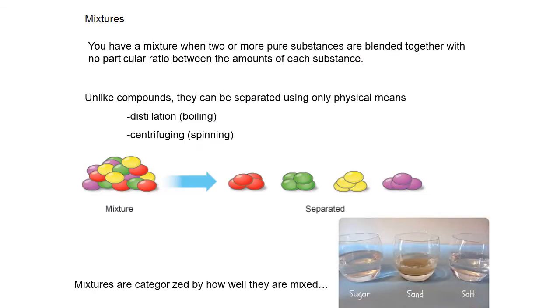Now we finally get to mixtures. You have a mixture when two or more pure substances are blended together with no particular ratio between the amounts of each substance. A mixture can be a few different types of compounds blended together, a few compounds and elements, or just a few elements. But the important point that makes it a mixture is that its parts do not chemically bond to each other.